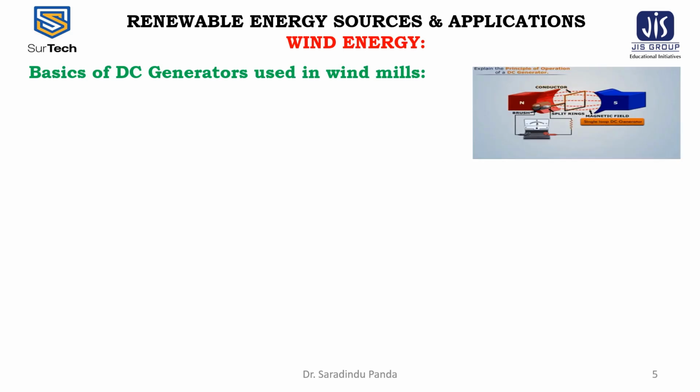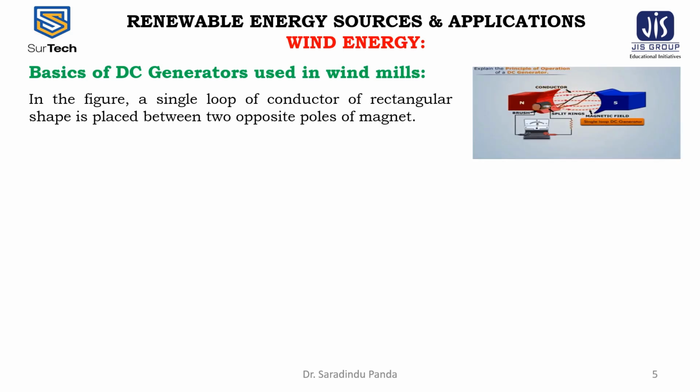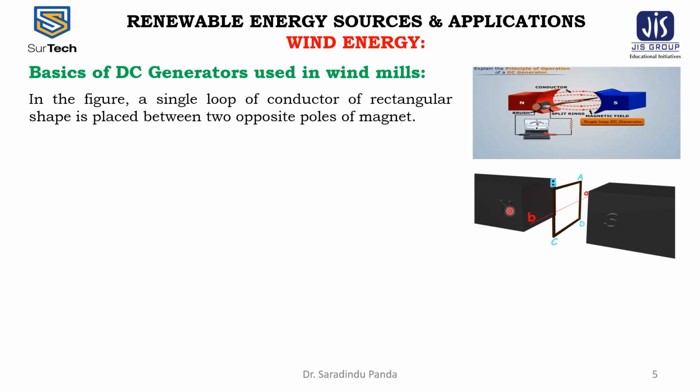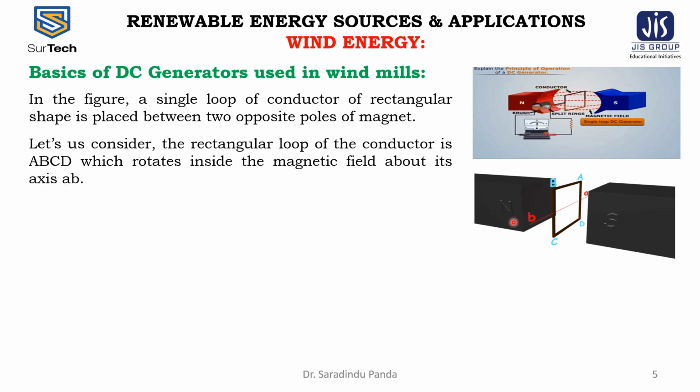Now the basics of DC generators used in windmills. In the figure, a single loop of conductor of rectangular shape is placed between the two opposite poles, north pole and south pole, of the magnet. Let us consider the rectangular loop of the conductor is ABCD, which rotates inside the magnetic field about its axis AB.